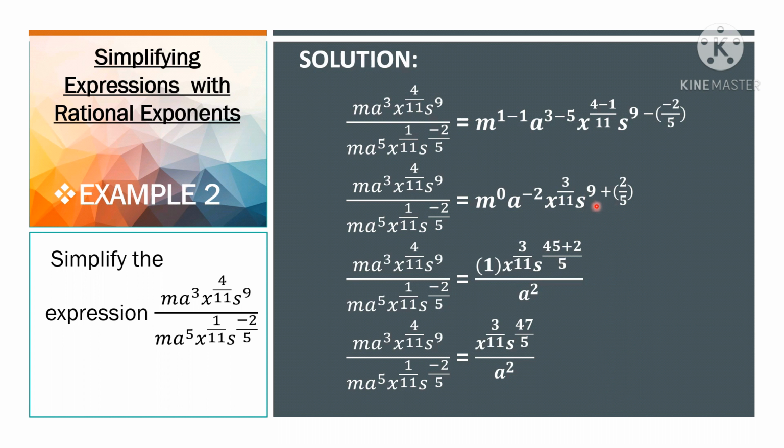So, 5 times 9, 45 siya. And then, copy nyo lang yung kanyang numerator na 2. So, kinopya ko lang 2. And then, ilagay nyo lang yung denominator dito. Magiging common denominator na nila is 5. Okay? So, 45 plus 2, that is 47. So, 1 times x raised to 3/11, that is x raised to 3/11. Then, s, 45 plus 2 is 47 over 5 over a squared. So, ang final answer po natin is x raised to 3/11, s raised to 47 over 5 over a squared.